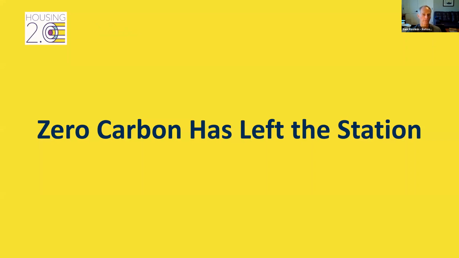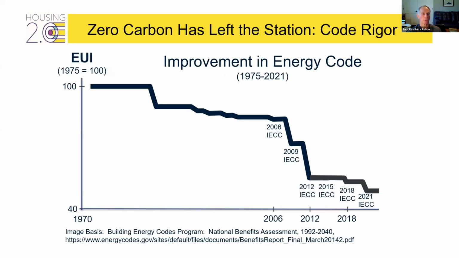So zero has left the station. We know this from all the various data points and metrics we look at. First, the first metric that shows the path we're on to zero is just how rigorous energy codes are getting more and more over time. And if you look at this curve, the vertical axis is the energy use index. It's referenced to the 1975 code. The horizontal axis is time.